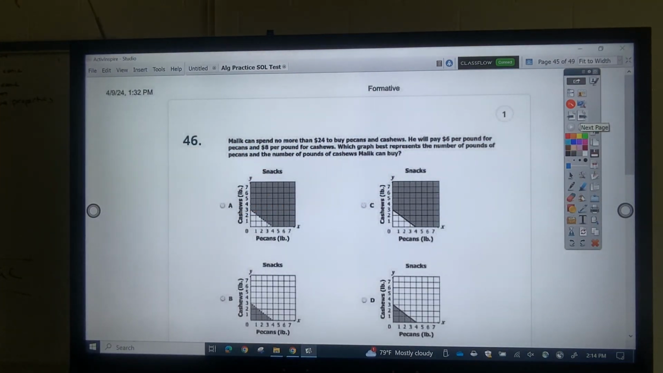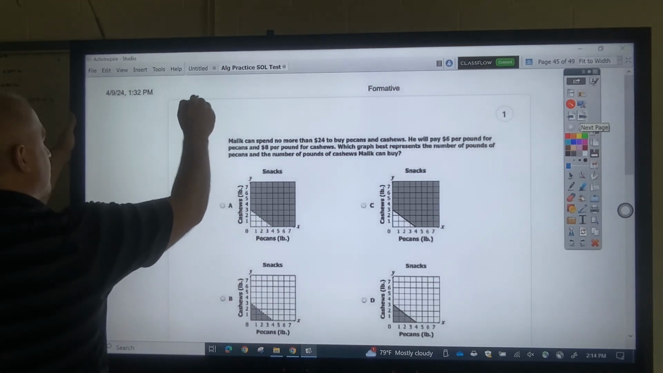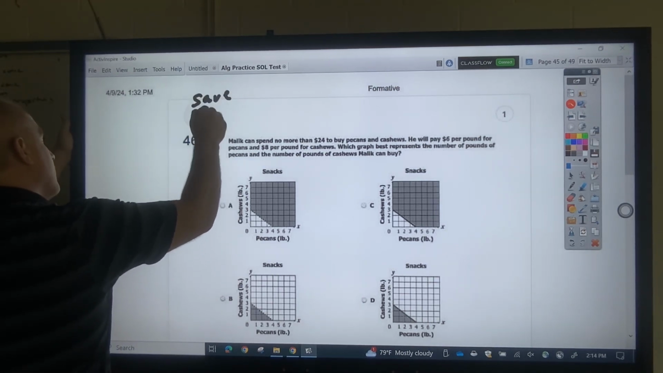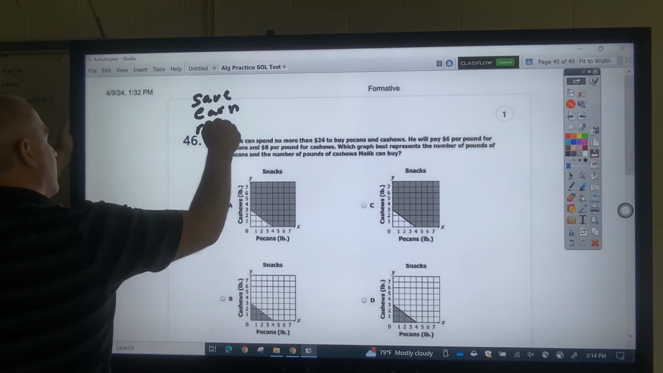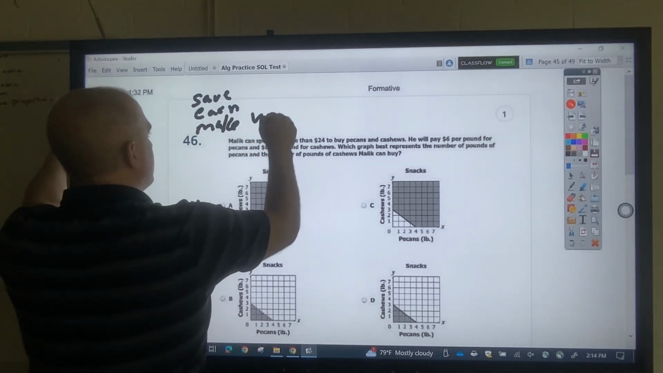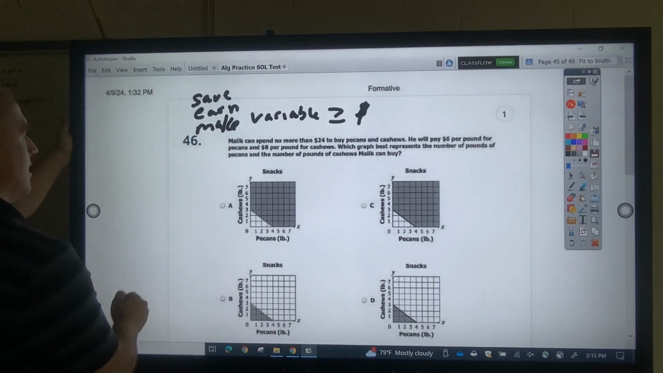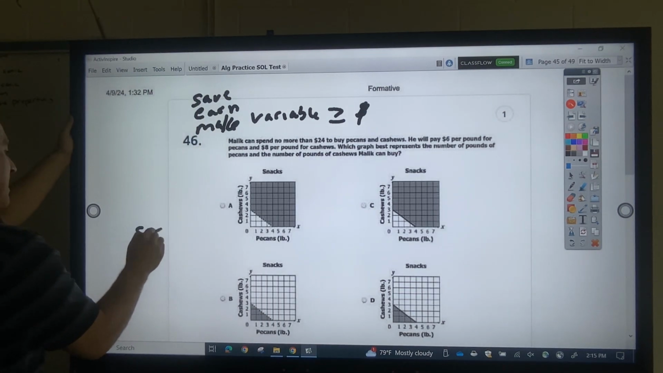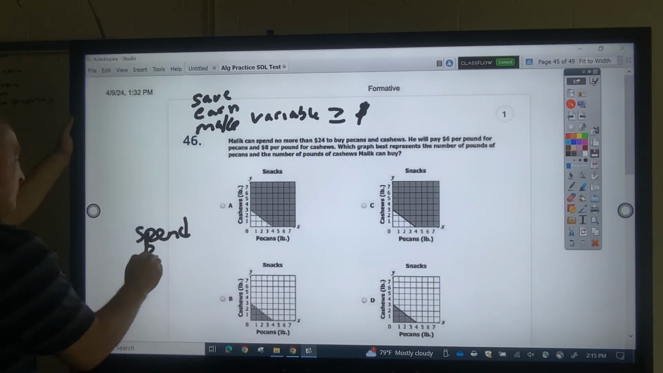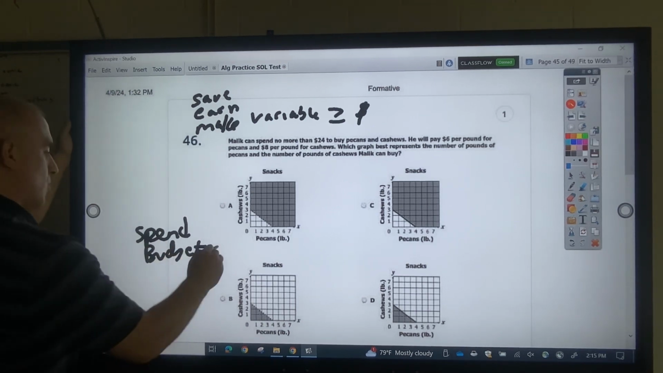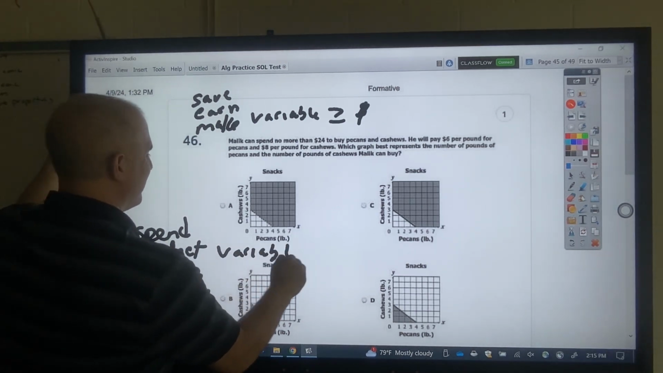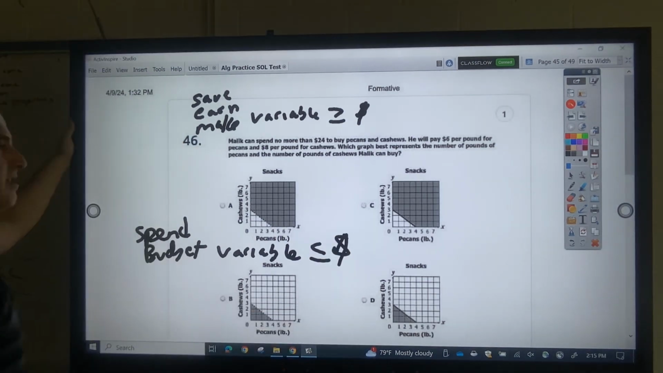All right, says Mike can spend no more than $24. So a couple things. We're trying to save, earn, make. Okay? We're putting the variables greater than or equal to the money. If we're trying to only spend, or budget, we want the variables less than or equal to our money. Okay? All right.